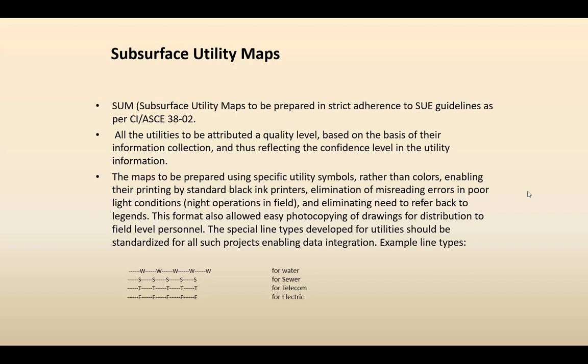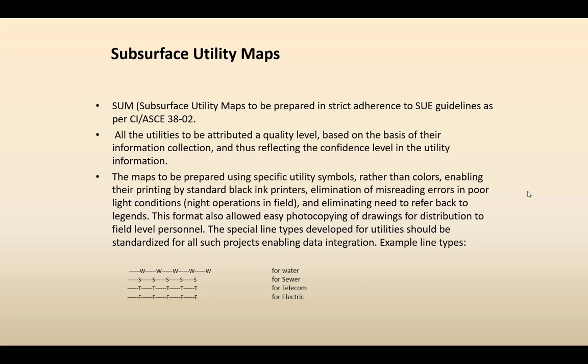The maps are to be prepared using specific utility symbols rather than colors, enabling their printing by standard black ink printers and eliminating misreading errors in poor light conditions. These are the modifications which were made for a particular project requirement where the maps were to be consulted during work at night time. So it's always good to make them in black and white, giving utility symbols and eliminating the need to refer back to legends. This format also allows easy photocopying of drawings for distribution to field level personnel.